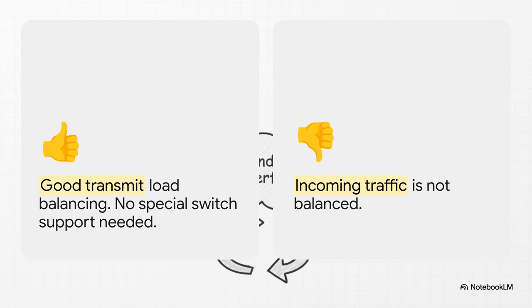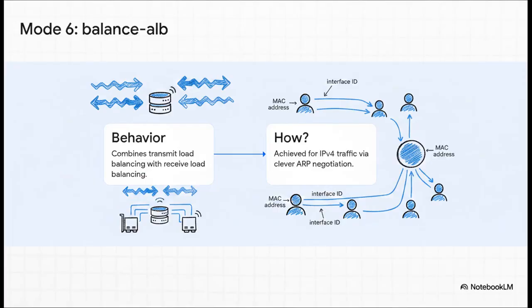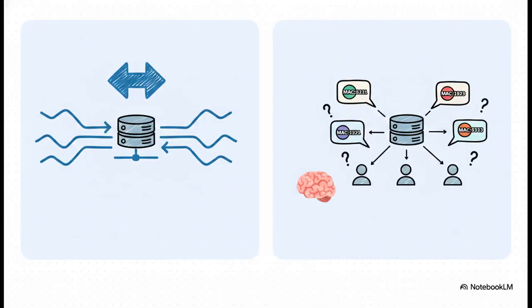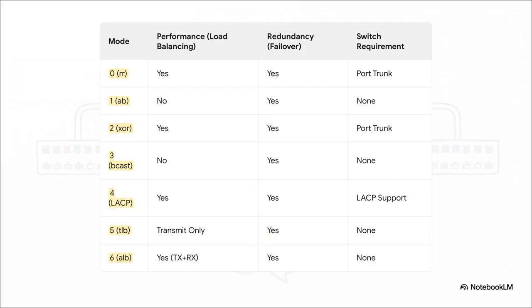No balancing there. And that leads us perfectly into our last mode, Mode 6, Adaptive Load Balancing. This basically takes Mode 5 and says, I can fix that. It gives you the same smart transmit balancing, but it adds this really clever trick using ARP negotiation to also balance your incoming traffic. It basically fools other devices on the network into sending their traffic to different physical interfaces on your server. So this is kind of the holy grail if you're working with a simple, unmanaged switch. You get balancing in both directions. Its main downside is just that, well, it's complex. Because it relies on all this ARP magic, it can sometimes be a real headache to troubleshoot if things go wrong.